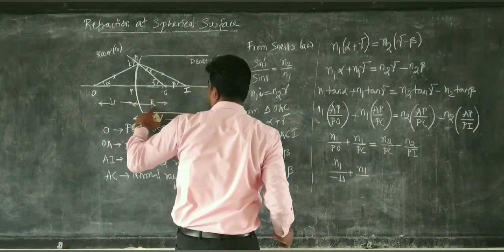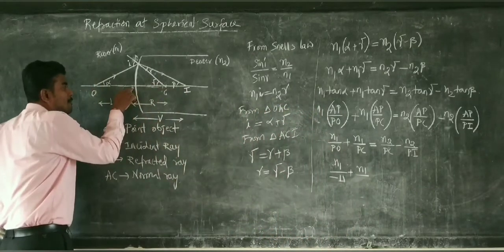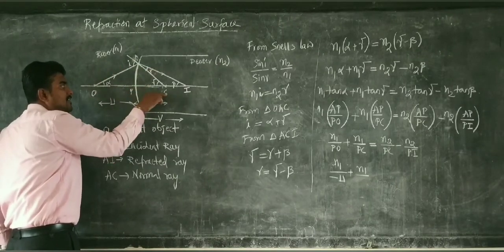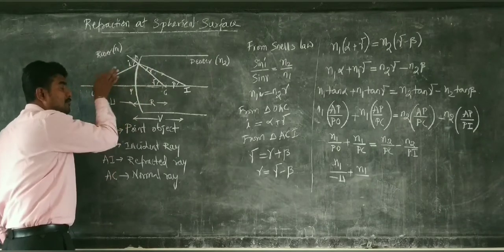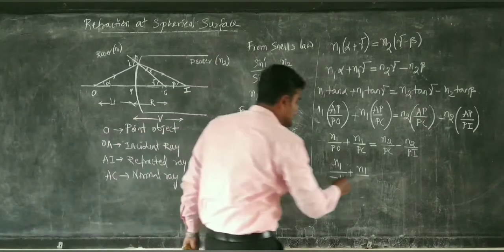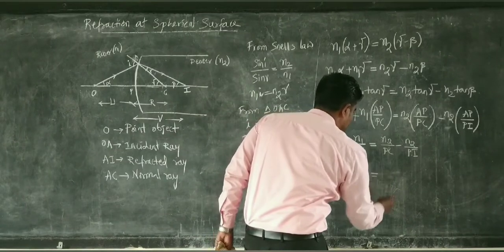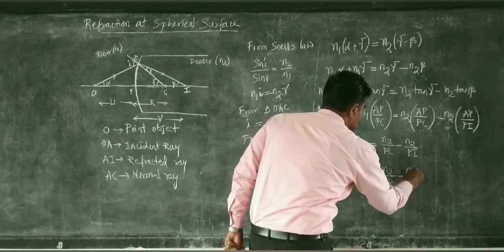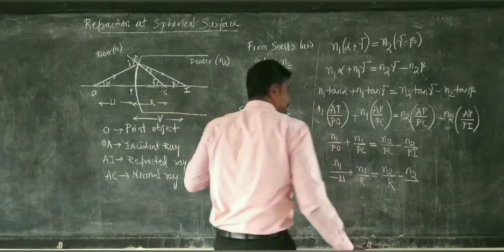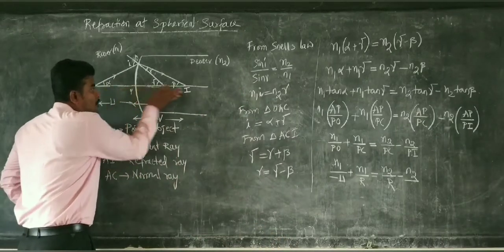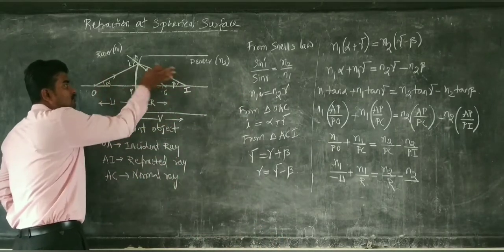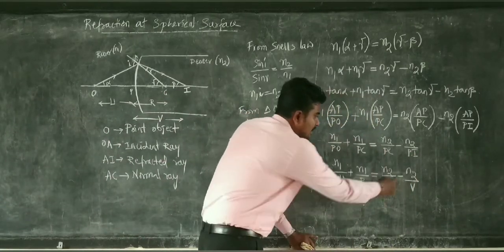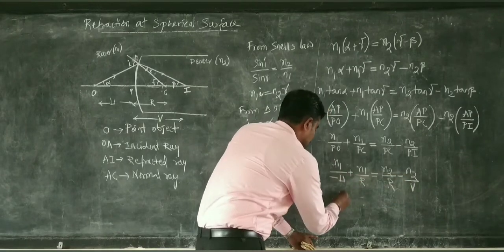This is P, this is C, this is R. Since all the distances are measured from pole, we are measuring this way and the direction of incident ray is also this way. PC and object movement are both in the same line, therefore PC is taken as R, positive, according to sign convention. N2 divided by PC is R, minus N2 divided by PI. All the distances are measured from pole, and incident direction is also this way. Therefore V is also positive. N2 divided by V is taken this side.